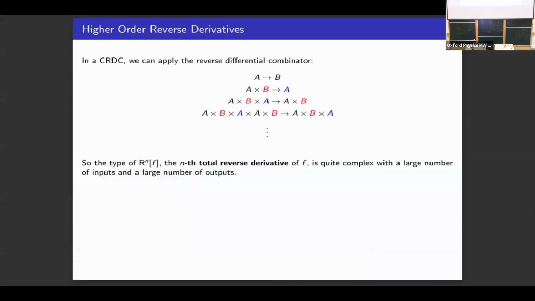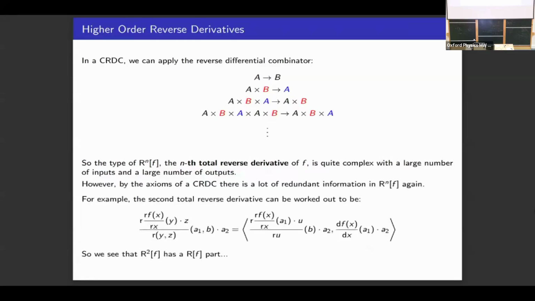So we want to do the same thing for reverse differentiation. I want to define higher order reverse differentiation. If you do the same trick, first you start applying R, and you realize the domain and the codomain start to explode really, really fast. So instead, we do the same trick. And once again, you can show that if you do the higher order reverse derivatives, there's a bunch of redundant information in there.